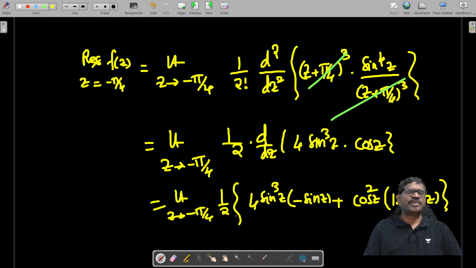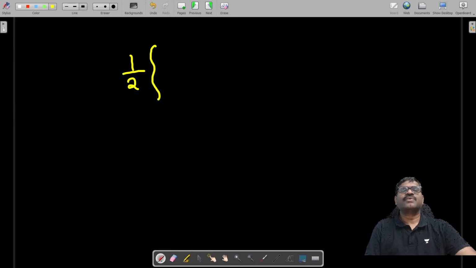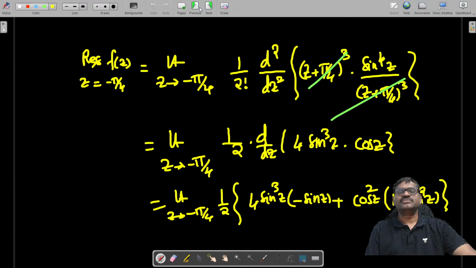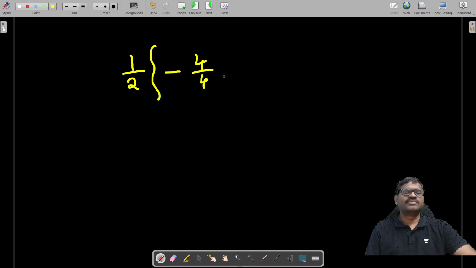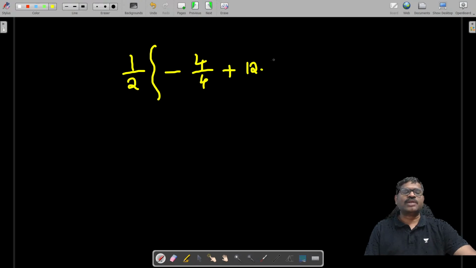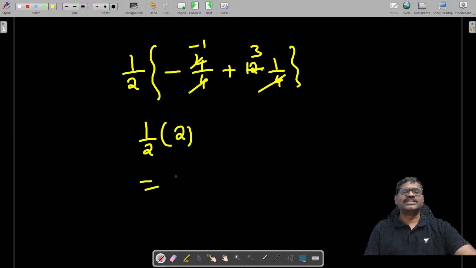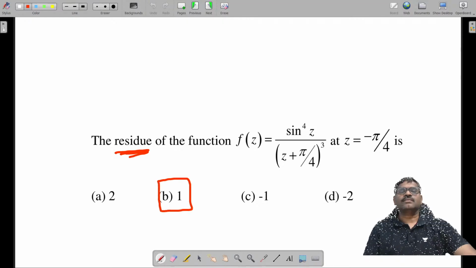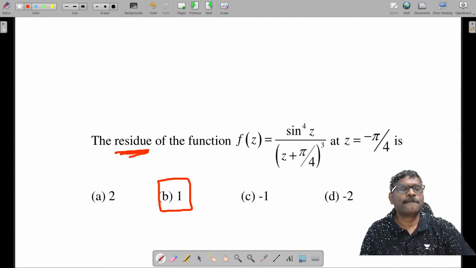Now, when z is tending to minus pi by 4, you will get 1 by 2 of minus 4 sine power 4z, 1 by root 2 whole power 4, that is 1 by 4, minus 4 by 4, plus 12 into 1 by 2 into 1 by 2, 1 by 4, 4 3s are 12, here 4 4 cancel, minus 1 plus 3, 3 minus 1 is 2, 1 by 2 into 2, the result is 1. Okay? Residue is 1. Understood? Next.